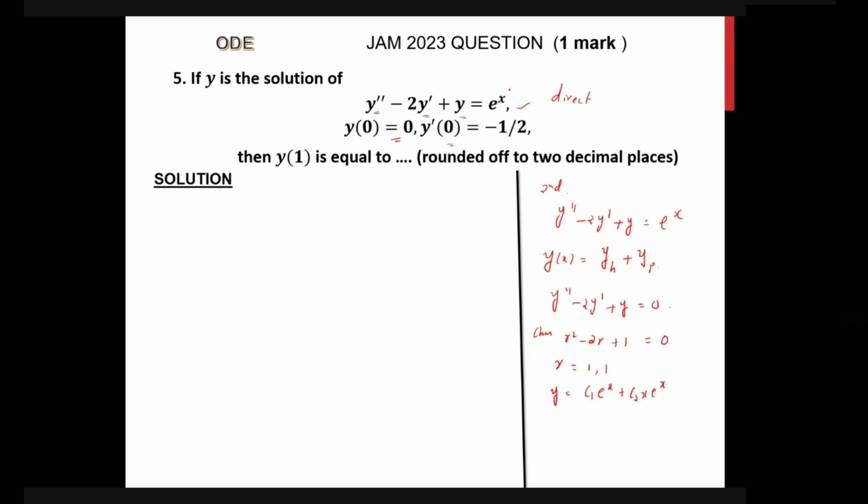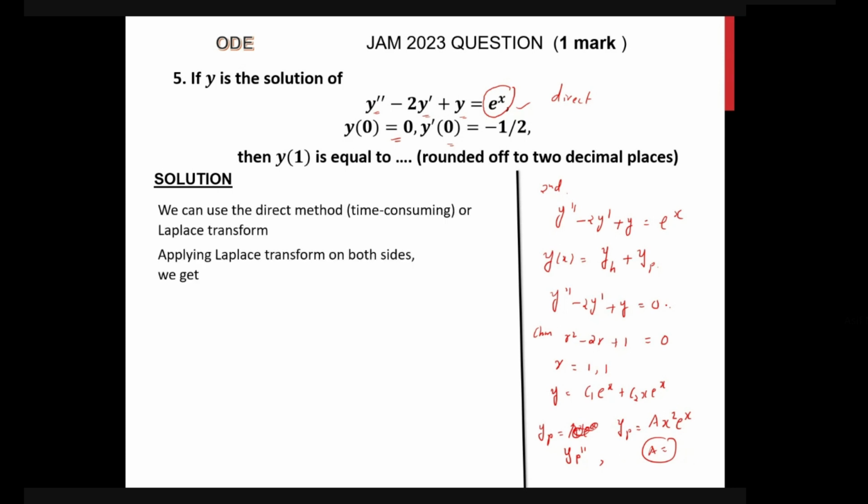Now again, our right hand side e raised to x is the same as the homogeneous solution, and x e raised to x is also the same. So you cannot take a e raised to x or a x e raised to x as the solution, but for yp you can take a x square e raised to x. Now you find yp double dash, solve the problem, and you will get the value of a.